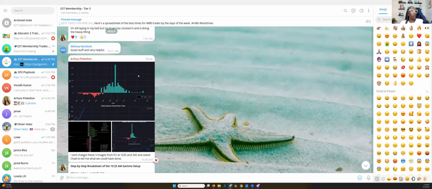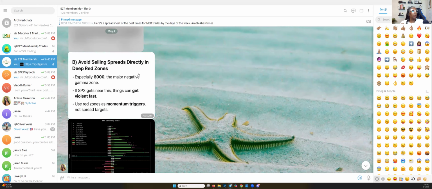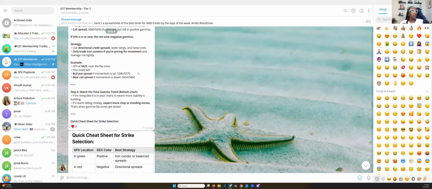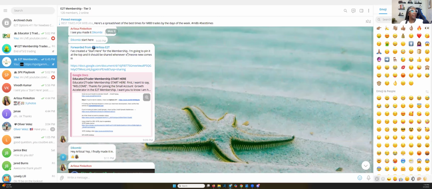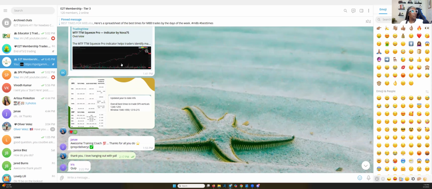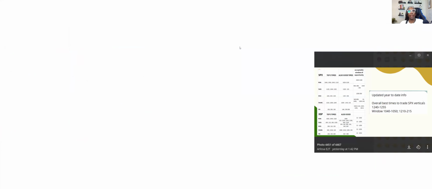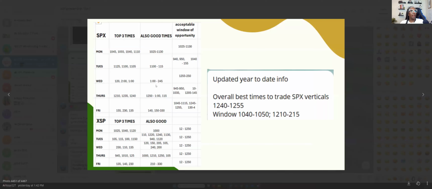I am going to do a little bit of charting. I put a lot of stuff in our chat today. This is one graphic I did bring us from our training yesterday. It includes the SPX top times, also good times or window, and acceptable window here. So you got some things that you can look at there.